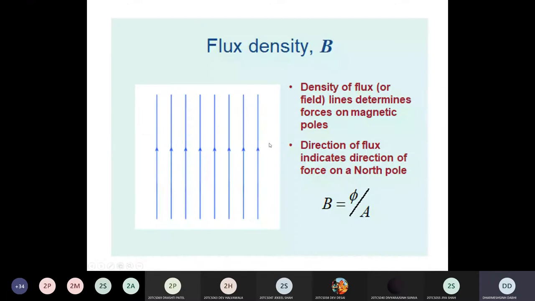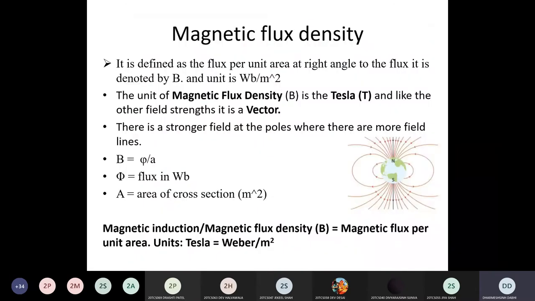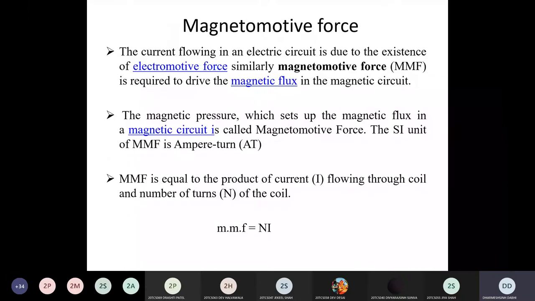Its unit is Weber. Then the next term is flux density, which is nothing but flux per unit area. As more flux lines pass through a unit area, the flux density is more. From this term you can find out the flux density. Its unit is Weber per meter square, or you can say Tesla. The next term is magnetomotive force. It is the same as electromotive force in the electric circuit, and magnetic flux in the magnetic circuit is similar to the current flowing in the electrical circuit. Its unit is ampere turns.